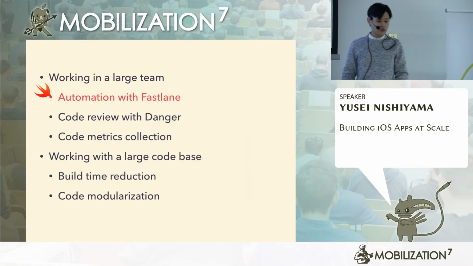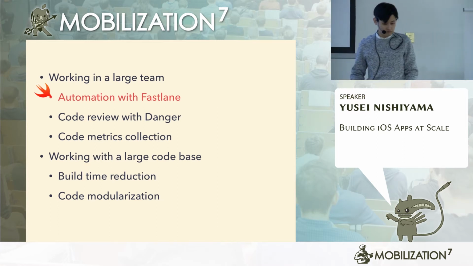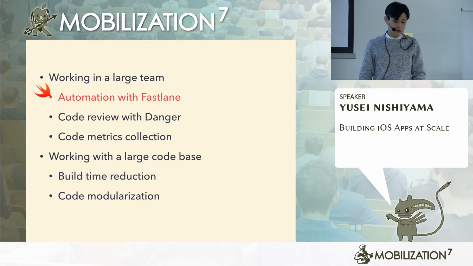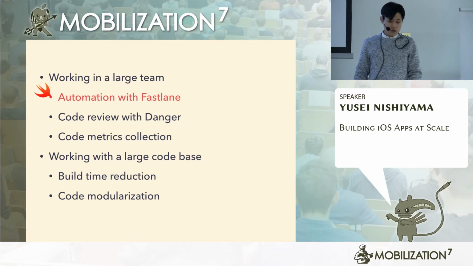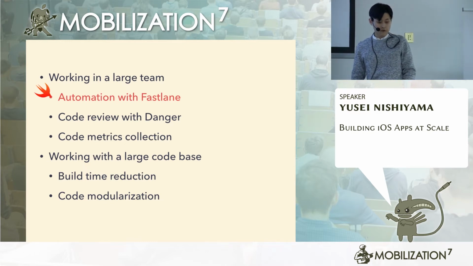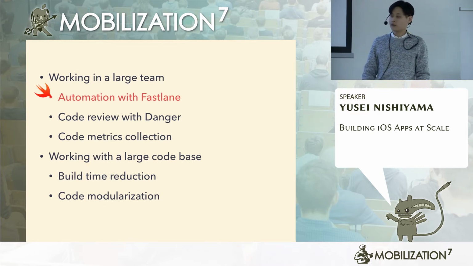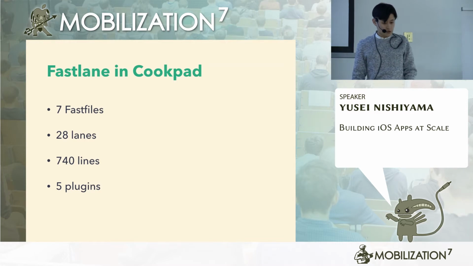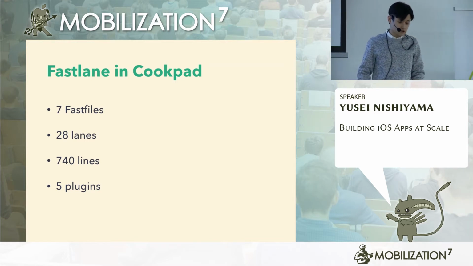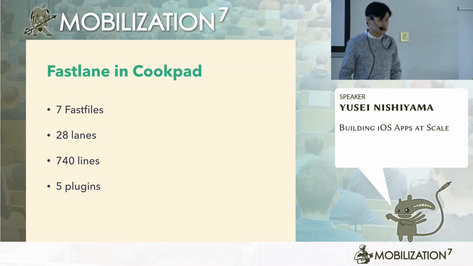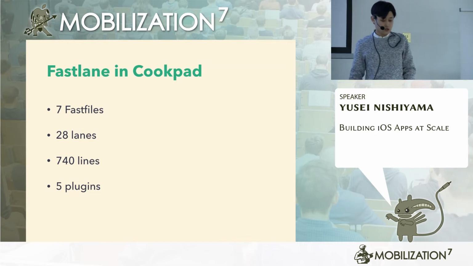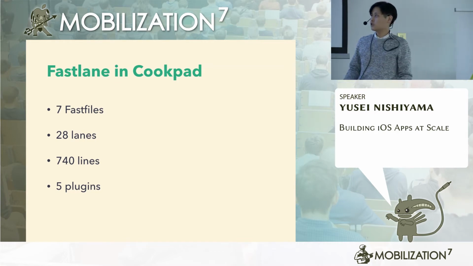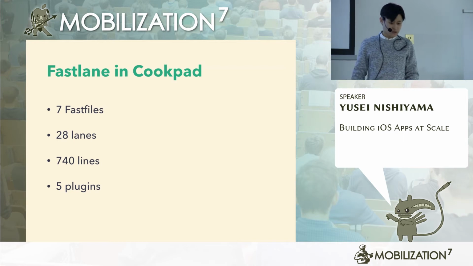Fastlane is a suite of tools that makes it much simpler to automate mobile developers' daily chores. You can define your custom workflow in a text file called Fastfile. We have 7 Fastfiles which have 28 lanes, and the total line number of the scripts is more than 700, which is obviously bigger than the typical starter example.